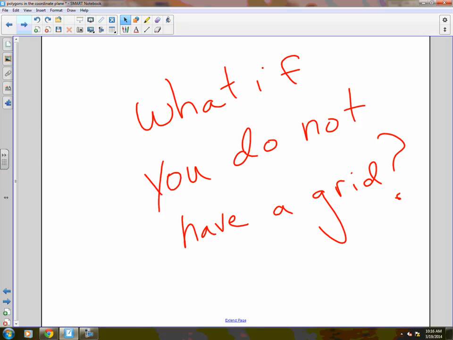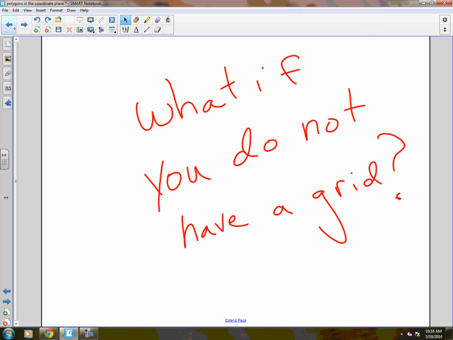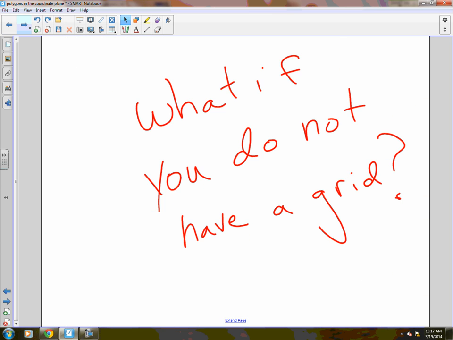So let's try something. This is brand new. You probably have never ever seen this before. This is method 2, which between us, you're probably not going to like it. But it works. So if you don't have a grid, watch what you can do. If you remember, these are the same coordinates right here. And I put them on another sheet right here.